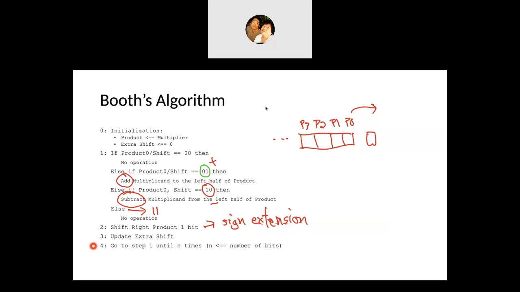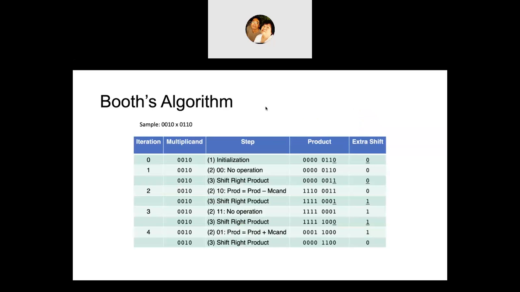Okay, and then we repeat steps 1, 2, 3 until we go through all the bits. If we have 32-bit data, we have to run this loop 32 times. Steps 1, 2, and 3. Let's see the example here.